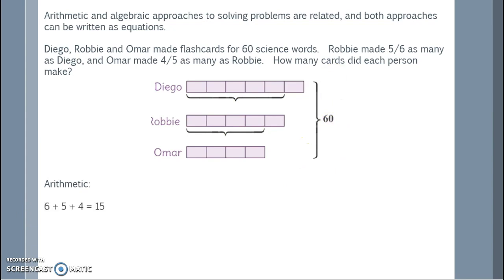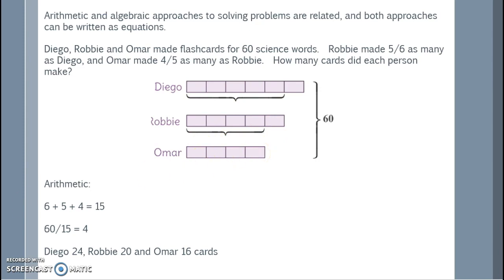So if we're thinking arithmetically, Diego had 6, 1, 2, 3, 4, 5, 6 altogether. Robbie had 1, 2, 3, 4, 5, and Omar had 1, 2, 3, 4. So altogether they had 15. So if I take the 60 and divide it by the 15 cards, each one represents 4. So then Diego has 4 times 6, so each one of these blocks represents 4. So 4 times 6 is 24, 4 times 5 is 20, and 4 times 4 is 16.